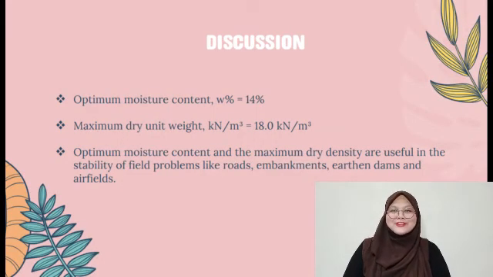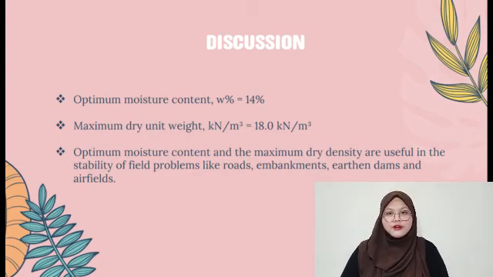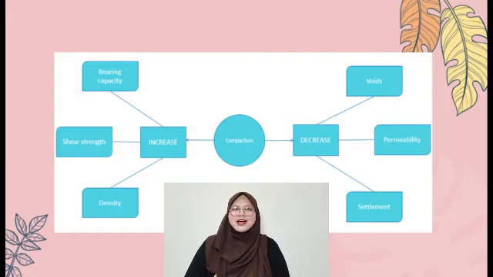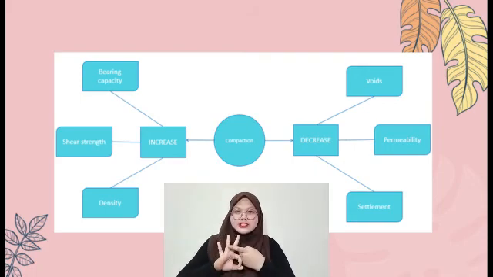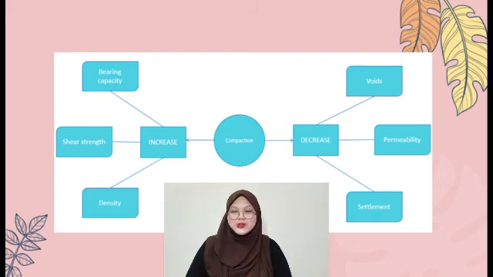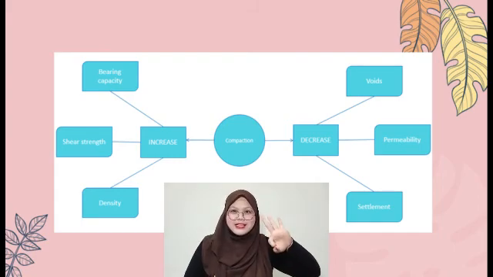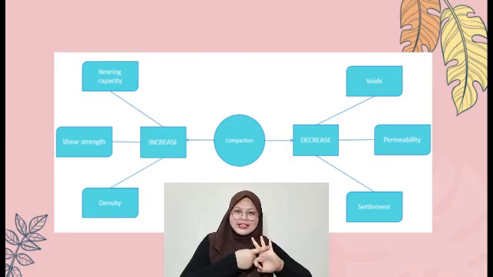Then we move to the discussion part. From the graph, we can get the optimum moisture content is at 14% and the maximum dry unit weight is 18 kN per meter cube. Optimum moisture content and maximum dry unit weight are useful in the stability of field problems like road embankments, earthen dams, and airfields. Proctor compaction can increase 3 things, that is bearing capacity, shear strength, and density. And it also can decrease 3 things, that is voids, permeability, and settlement.